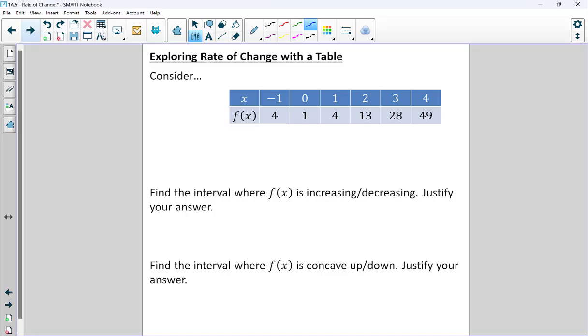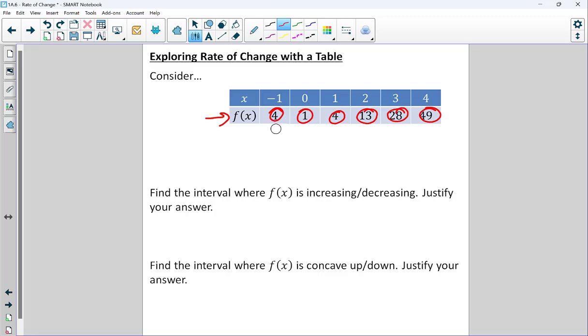When I have a graph, I can simply look at it, see where the graph is going up, that's increasing. Where is the graph going down? That's decreasing. I can also do something similar here. I'm going from 4 to 1 to 4 to 13 to 28 to 49. Increasing and decreasing is a question about outputs.